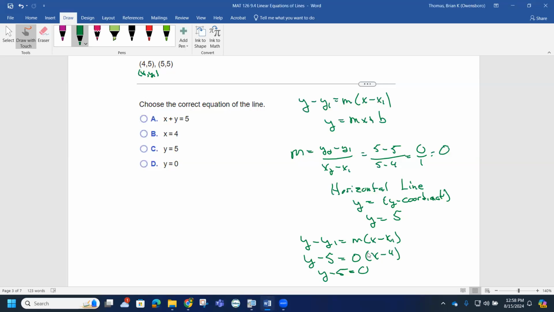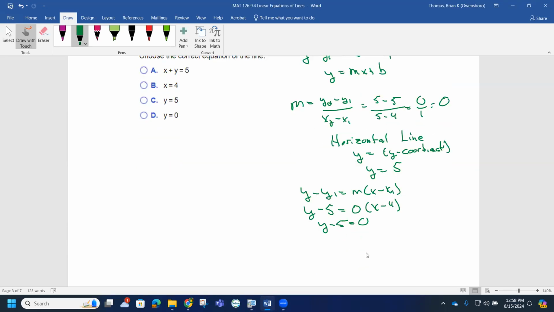So you have y minus 5 equals, and remember, when you multiply by 0, this all just turns to 0. To solve for y, the 5 you just add 5 to both sides of the equation to 0 that out. And notice how it does just give you y equals 5.